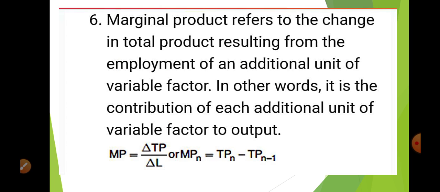Okay, now marginal product. Marginal product refers to the change in the total product resulting from the employment of an additional unit of variable factor. In other words, it is the contribution of each additional unit of variable factor to the output. And how do we calculate it?